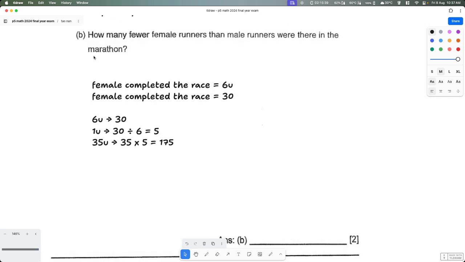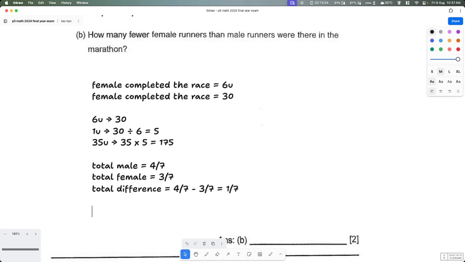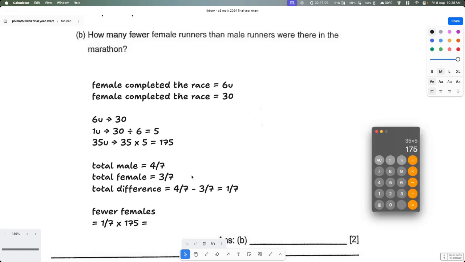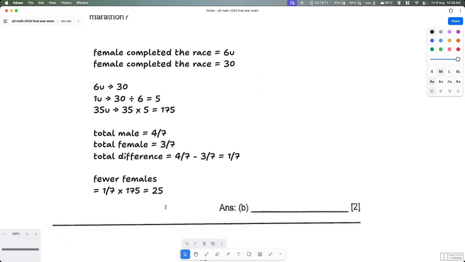Okay, so now from here, we also have total male and female. That means the total difference is equal to 4 over 7 minus 3 over 7. This is going to be 1 over 7. So that means fewer females is equal to 1 over 7 times 175. Divided by 7, this will give us 25. There you go, so the answer is 25 females.